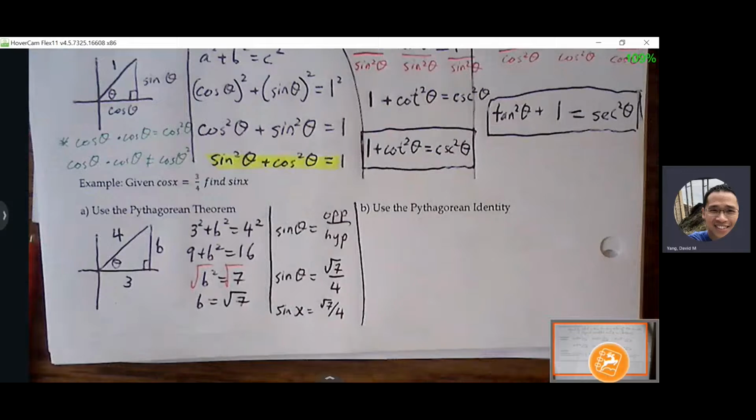Sorry, I changed the variable midway, but sometimes they give you theta, sometimes they give you x. So whatever variable they give you, you're just going to use that one. I should have just stayed with x.